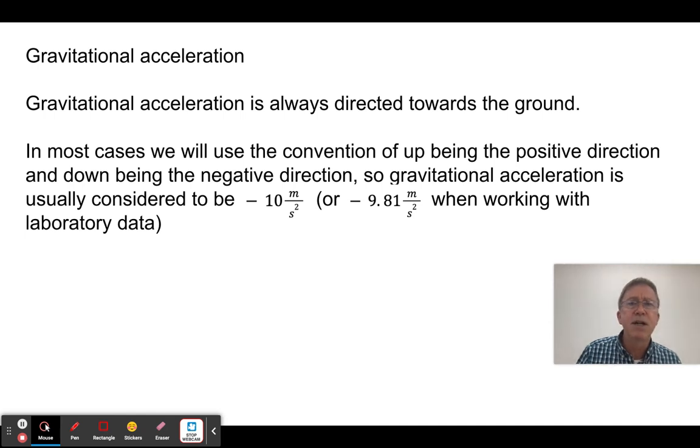So gravitational acceleration is always pointed towards the ground. And so in most cases, we're going to use that convention. We're going to say down is the negative direction and up is the positive direction. So most of the times when we use g, we're going to substitute it with negative 10, or if we're on a lab, negative 9.81.